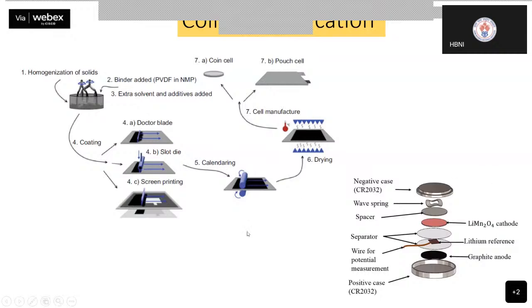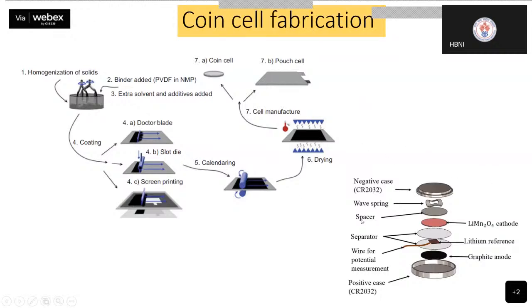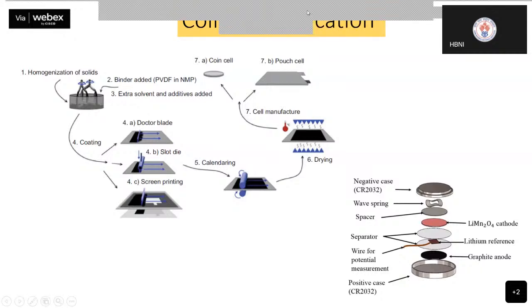So how that assembling happens is shown over here. This is generally the layout of a CR2032 coin cell. In this case, you have a negative case, you have a wave spring, you can see a spacer. Then for the cathode material, you place this kind of disc. You have a separator, then you have a lithium reference over here, then you have a graphite anode followed by a positive case. So this entire thing goes in, you have to clip it, and after clipping it, your coin cell is ready.